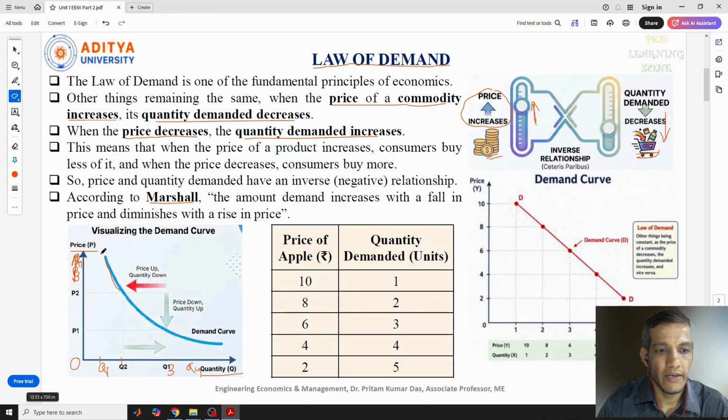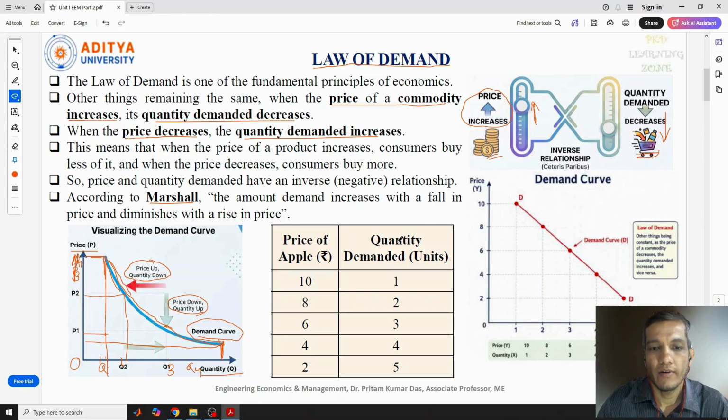When the price is very high, you can see the quantity demanded is lowest. But when the price is very low, the quantity demanded is very high. Similar points are plotted here. If you join all these points, you get a curve, and that curve is called the demand curve. So what we are seeing here is price up means quantity down, and price down means quantity up.